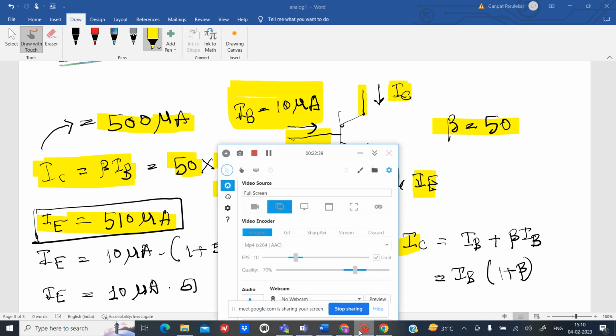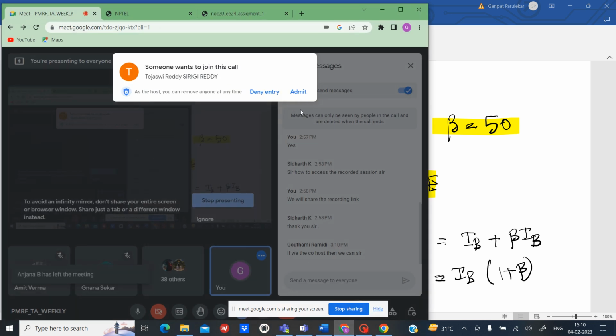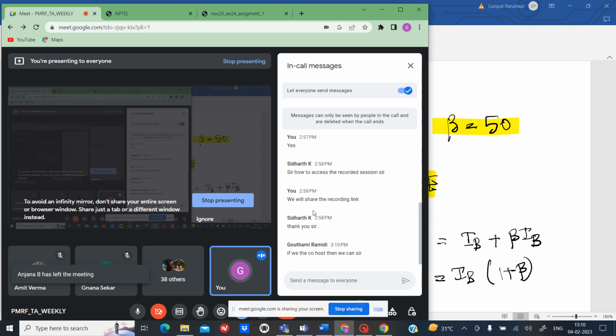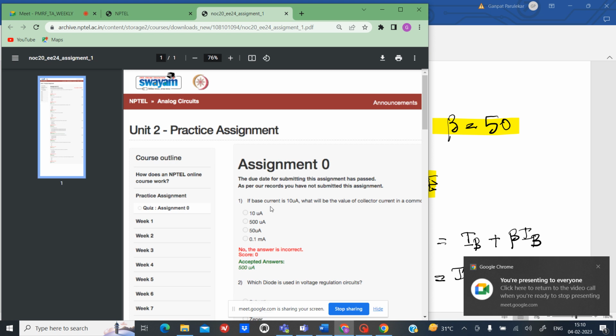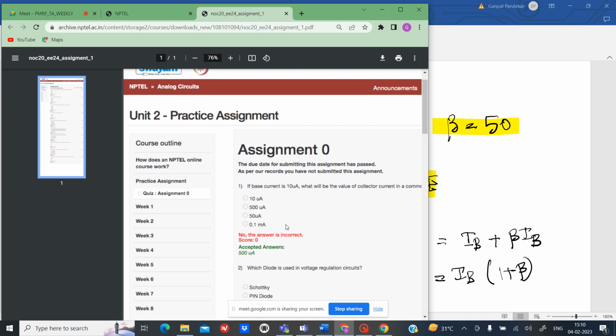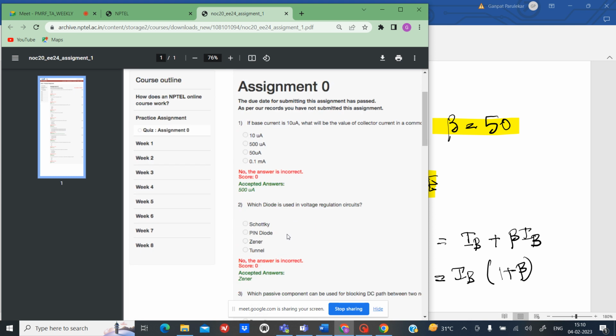Is it clear? Yes. Any doubt about this question? No, sir. Okay, fine. So we will just see the proper option. The answer is 500 microampere, which is B. So you can take it here. Now we'll go to question number 2. Hopefully no doubt in question number 1. If anybody is having any doubt, just let me know. I will wait for 2 minutes.